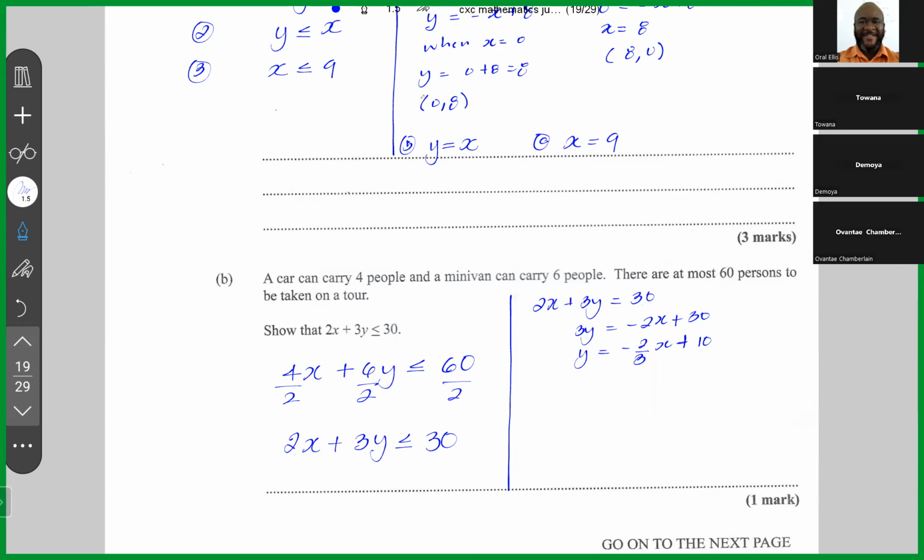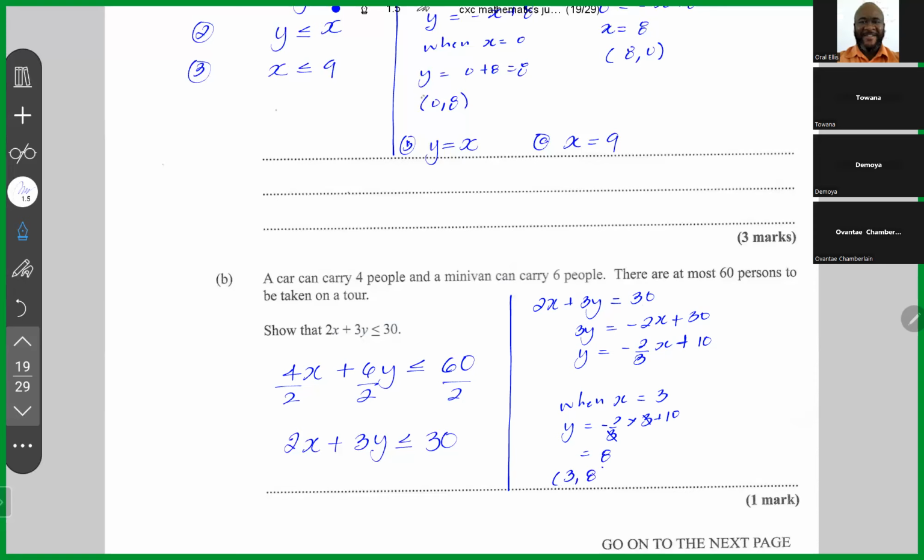I need 2 points for that line. I might choose when x is equal to 3. I'm choosing values of x which are divisible by 3, which is the denominator of the gradient. I'm going to get y is equal to minus 2/3 times 3 plus 10. So this would be minus 2 plus 10, which is 8. So 1 point on this line is 3, 8.